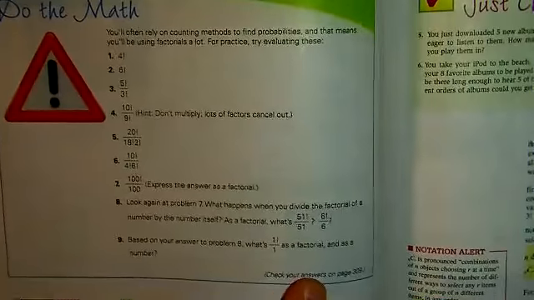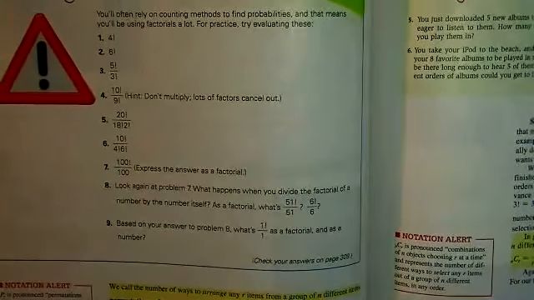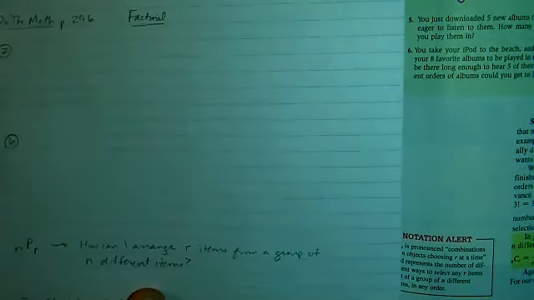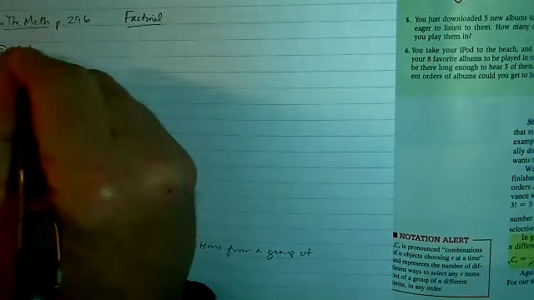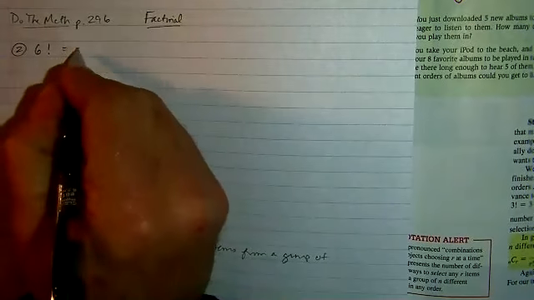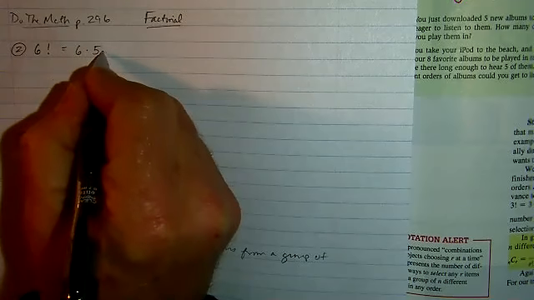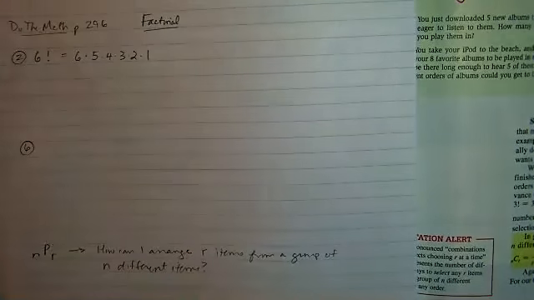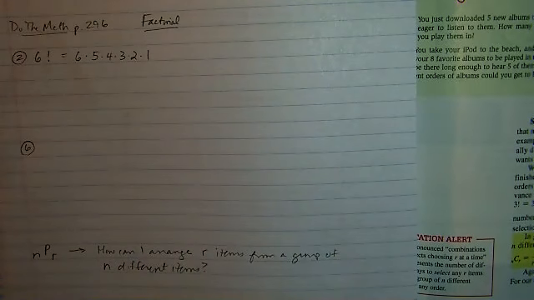In the Do the Math section, there are some problems related to factorials, and it says we want to do some practice. So I'd like to do numbers 2 and 6 on page 296. Problem number 2 says 6 factorial. If I want to evaluate 6 factorial, it is the product of 6 and all of the integers that follow 6 down to 1.